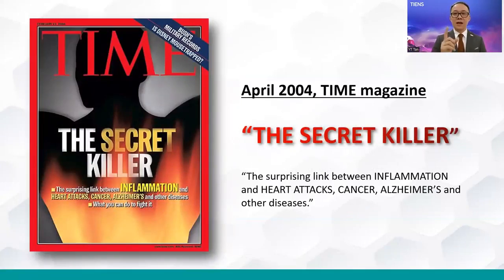All diseases are actually linked to one thing, which is inflammation. In April 2004, Time magazine published "The Secret Killer": the surprising link between inflammation and heart attacks, cancer, Alzheimer's, and other diseases. The study said that all these modern chronic diseases are linked to inflammation. So the nutrients we provide are mostly to fight inflammation.